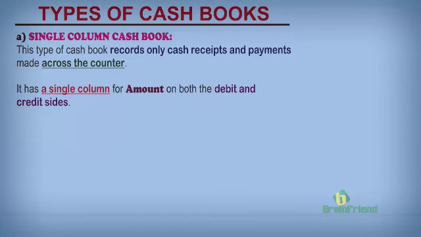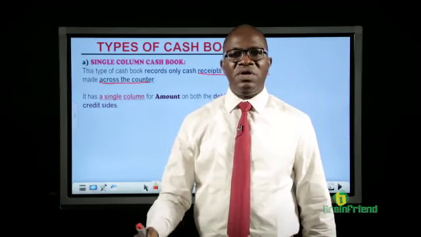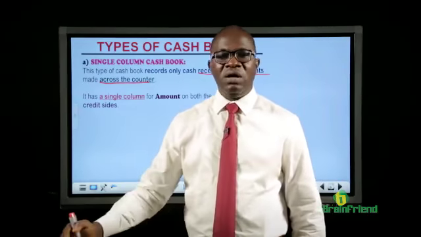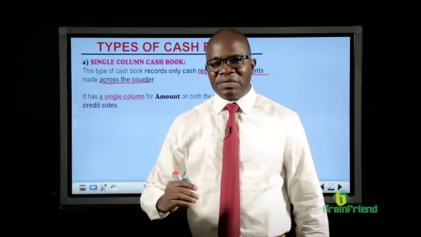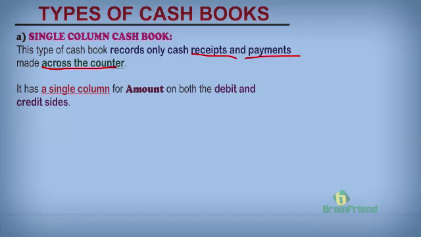A single column cash book records only cash receipts and payments made across the counter. In our illustrations given, when you buy things from the supermarket or from the superstore, you pay cash. And as you pay cash across the counter, it is recorded in the book called the cash book. So that book that records cash made across the counter is called the cash book. And if that book records only cash that is made across the counter, it is called a single column cash book. It has a single column for amount on both the debit and the credit side.